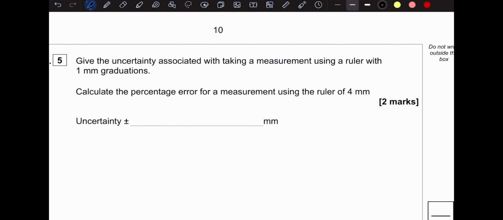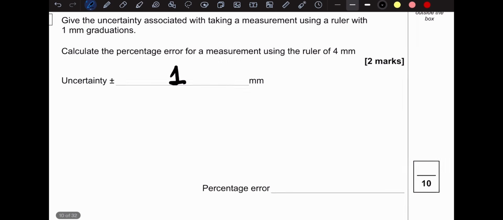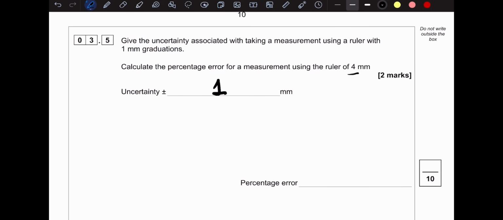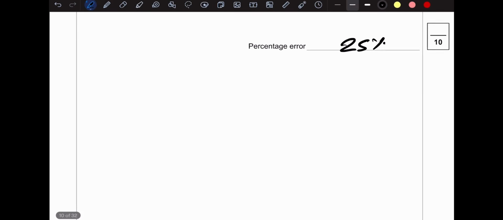Give the uncertainty associated with taking a measurement using a ruler with 1 millimeter graduations. Calculate the percentage error for a measurement using the ruler of 4 millimeters. Okay, so 1 millimeter graduations means that our raw uncertainty is going to be 1 millimeter, right? And then our percentage error, if we have a ruler measurement of 4 millimeters, and we know our uncertainty is 1, it's 1 over 4, which is 25%. Yeah, 25%. Okay, nice.